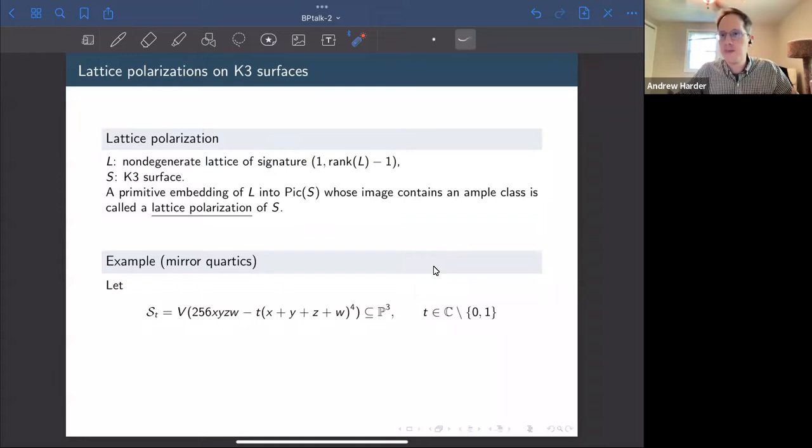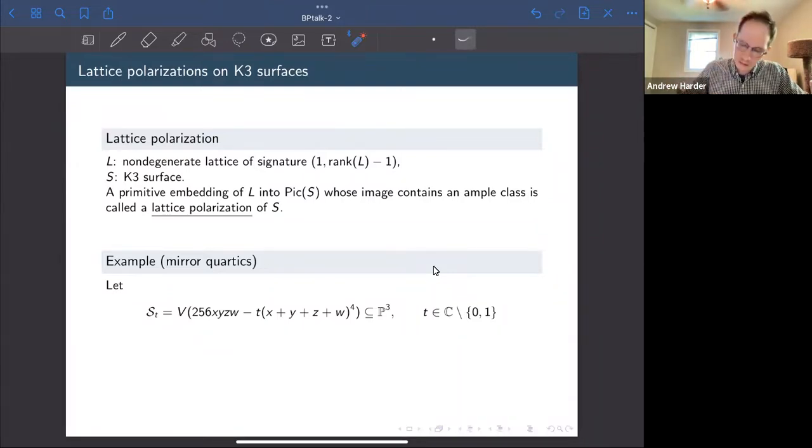So for our basic example and for our most important example of the day, let's look at the family of mirror quartics. These are hypersurfaces in P3 given by equations of the following type. I'm going to take t to be my parameter, and t is going to be non-zero or 1. And so these are very singular hypersurfaces. In fact, they have lots and lots of isolated ADE singularities.